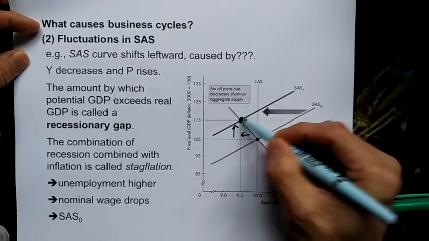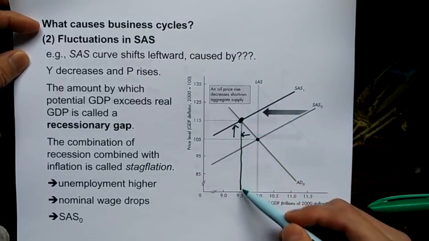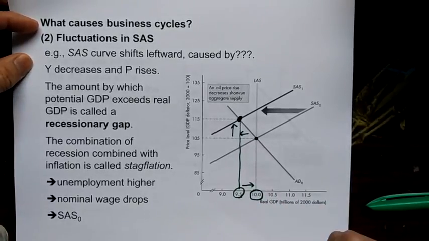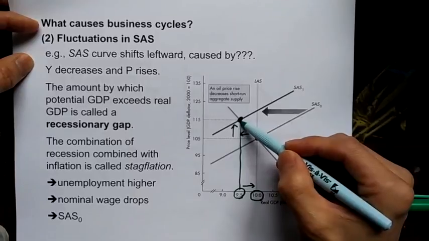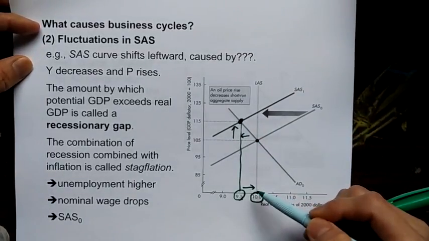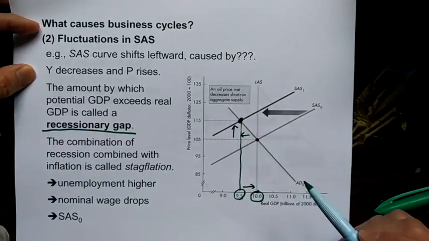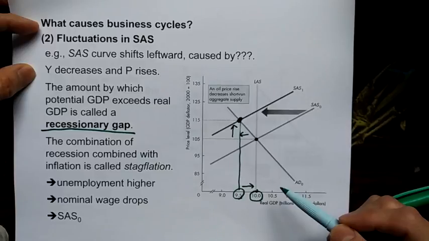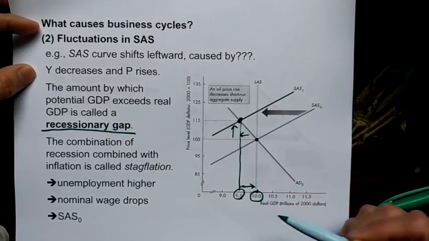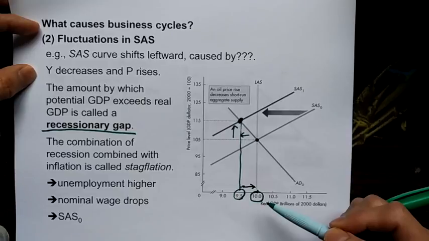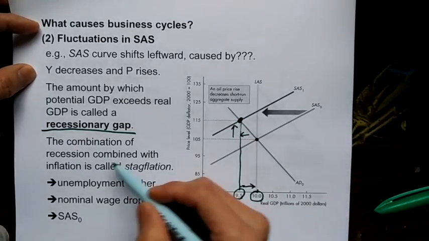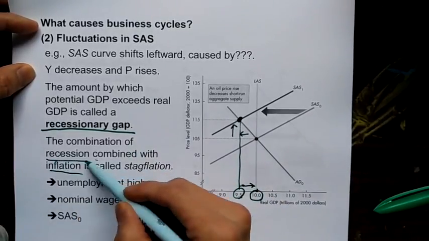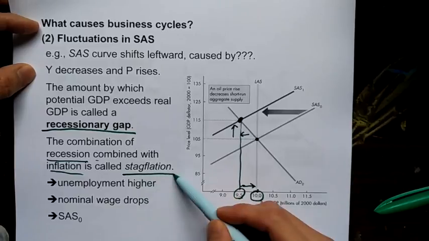We are producing the new short-run equilibrium. We are producing at 9.5, which is lower than the potential, 10. So we are producing at a level lower than our potential. We say that we are in a recessionary gap because we are in a recession. So this gap is called recessionary gap. And the combination of higher inflation and lower output is called stagflation.